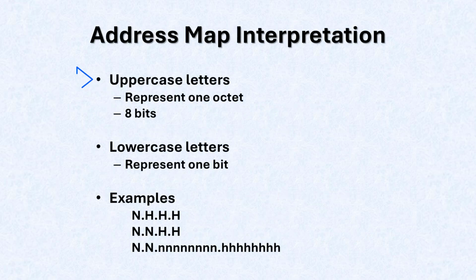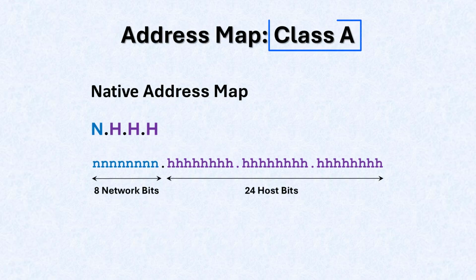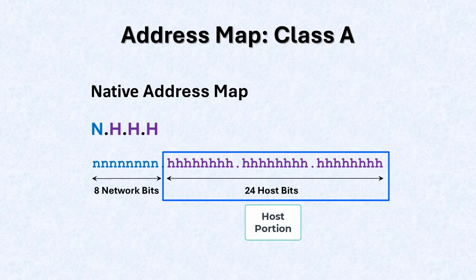In the address map, each uppercase letter represents 1 octet, which equates to 8 bits. Lowercase letters represent 1 bit. More on the address map later in the series. For Class A addresses, the native address map will always be n.h.h.h. The first 8 bits are network bits. The remaining 24 bits are host bits.